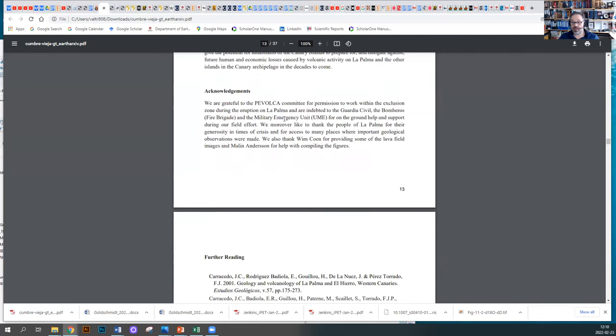I'd like to say thank you to the Pevolca Committee, the emergency committee that has been instrumental in overseeing the situation, and they gave us permission to go in the exclusion zone and work there. Then we got support from the fire brigade, from the military emergency unit, and from, of course, various other organizations, also the Guardia Civil and Las Palmas University. And I'd like to mention Wim, my friend on La Palma, who is a tour guide there, and he has also been very helpful. So thank you to all these people.